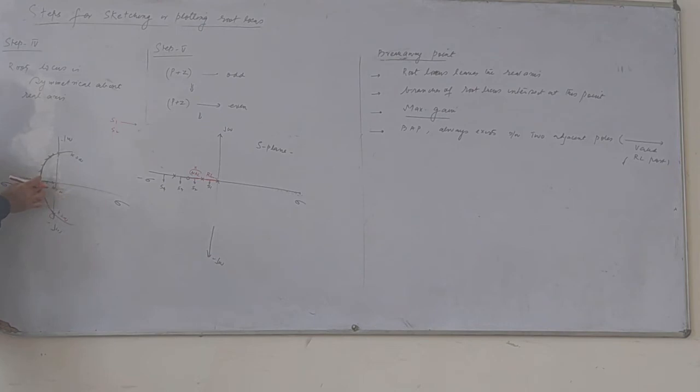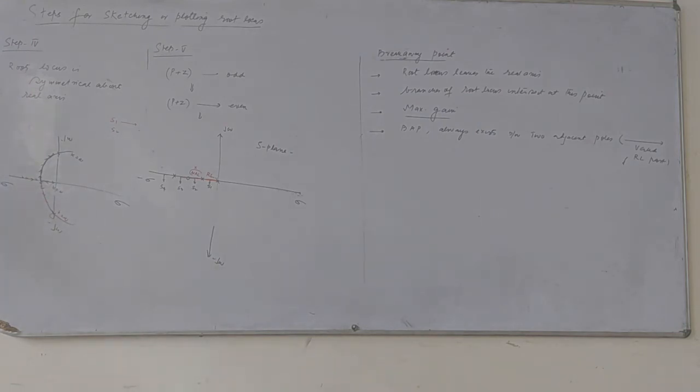So, you can very clearly see, it will leave the real axis. Then, the point where these two branches intersect is the point where the root locus will intersect. Branches like this, we are talking about the branches only. This branch will come here and intersect here and then will leave the real axis.